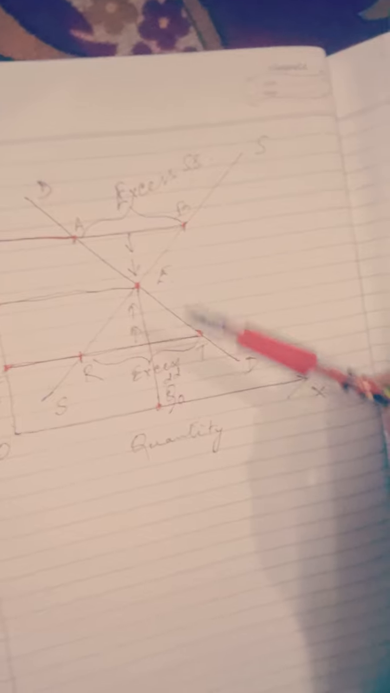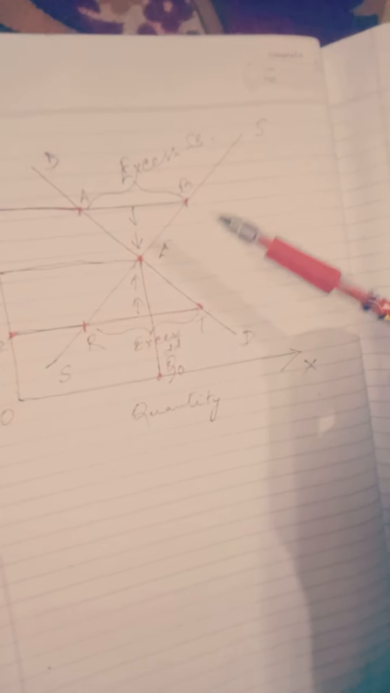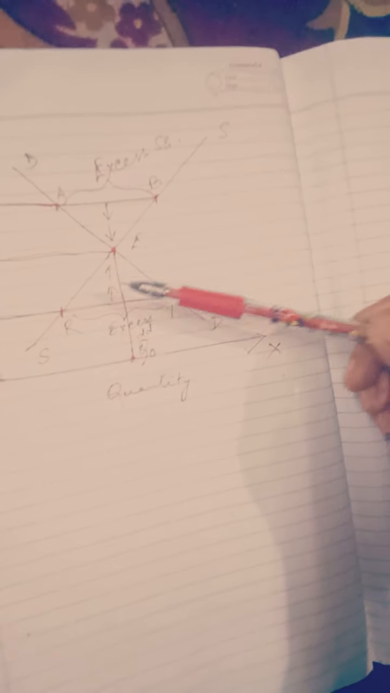Okay. So you have to remember this. It's very important to remember. If there is excess supply, price would fall. If there is excess demand, price would rise. Now, this is the basic thing about this chapter.